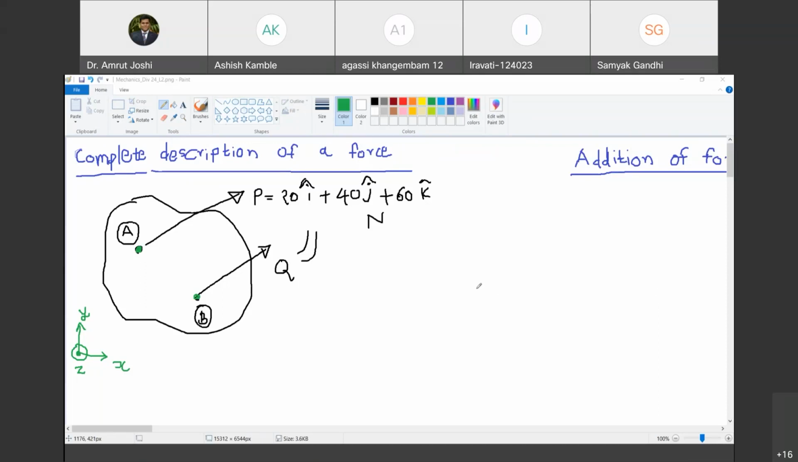So P and Q, these are mathematically equal forces, but as a physicist, I am not happy because their effects on all other points of the body are different. So what is the differentiation? So if I were to describe a force completely, what is the additional thing that I have to specify in addition to this description of 20 i cap plus 40 j cap plus 60 k cap? What do you think, Ashish? What is that extra thing that I need to specify?